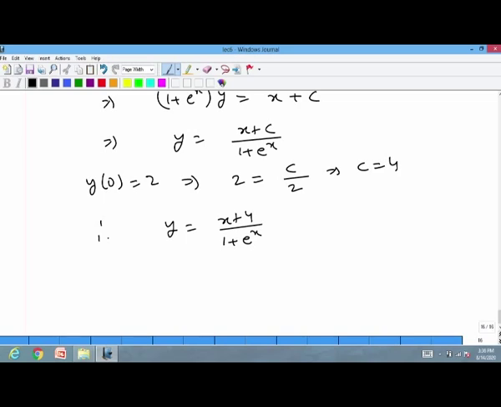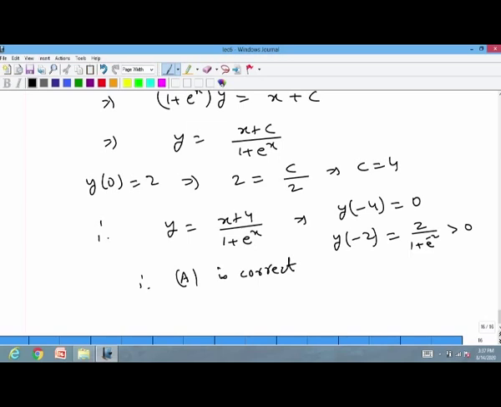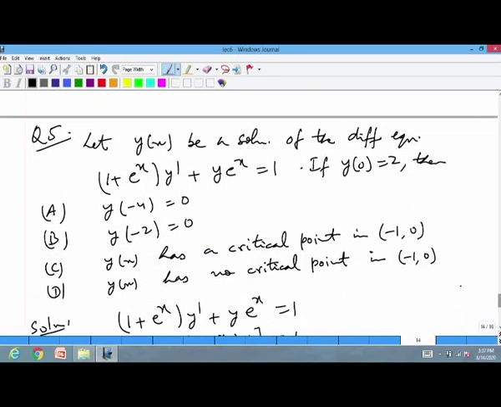So, by putting x equal to minus 4, this implies y at minus 4 is equal to 0, and y at minus 2 will be equal to 2 by (1 plus e to the minus 2), which is strictly greater than 0. So, therefore, option A is correct and B is wrong. So, we got A is correct and B is wrong.